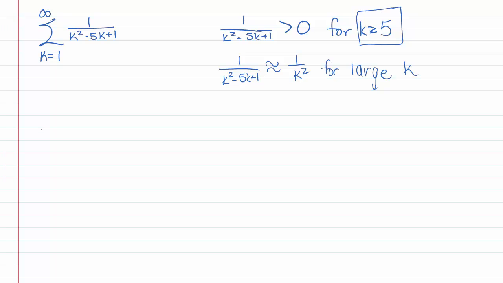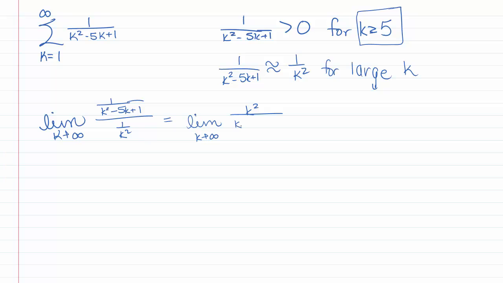So let's look at the limit as k goes to infinity of 1 over k squared minus 5k plus 1 divided by 1 over k squared, which is the limit as k goes to infinity of k squared over k squared minus 5k plus 1, which is just 1. So either both series converge or they both diverge. But we know that the sum k goes from 1 to infinity of 1 over k squared converges.